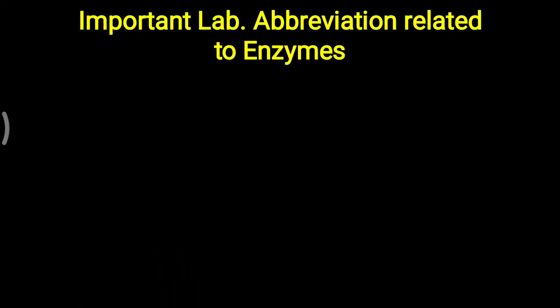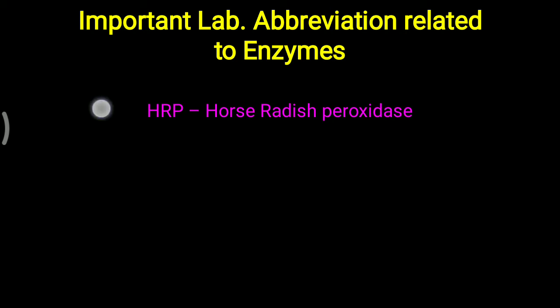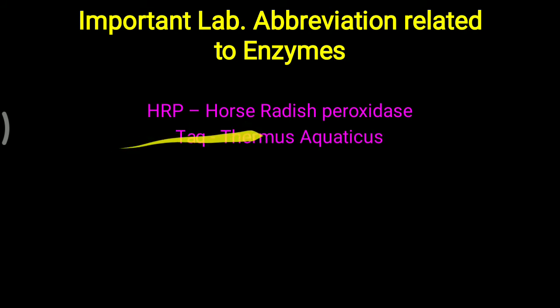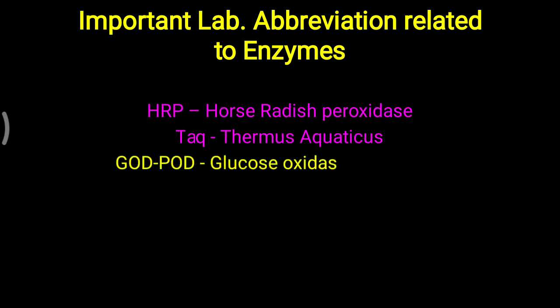Further, another important enzyme utilized in the laboratory is HRP, horseradish peroxidase. Basically this enzyme is commonly utilized in ELISA, where you will learn more about HRP. One more, involved in PCR, polymerase chain reaction, is Taq, from Thermus aquaticus. Further, for glucose estimation, the most commonly utilized method is GOD-POD, glucose oxidase peroxidase. It is a combination of two enzymes: GOD means glucose oxidase, and POD means peroxidase.